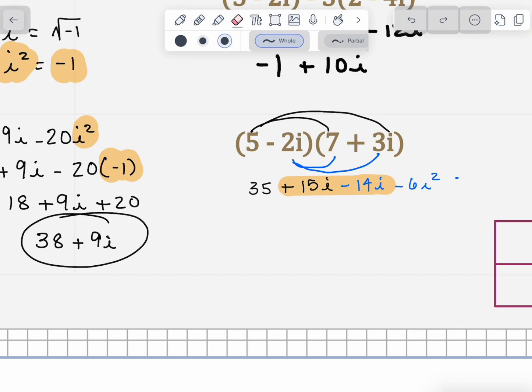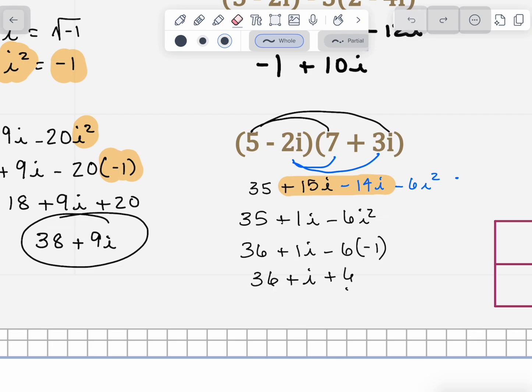Combine those two like terms in the middle. So we get 35 plus 1i minus 6i squared. But then remember, i squared is -1. So then we combine 36 plus 6, which gives us 42 plus i. And that's our final solution there.